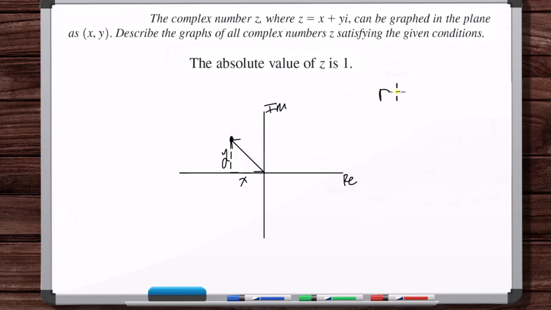So this is the absolute value of z. That's what they're talking about, this here. So all complex numbers that have absolute value 1. How can we describe that? Well, that's going to be, so this is 1. That's all complex numbers on this circle here, the unit circle.